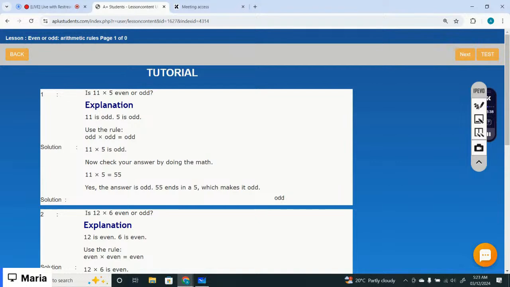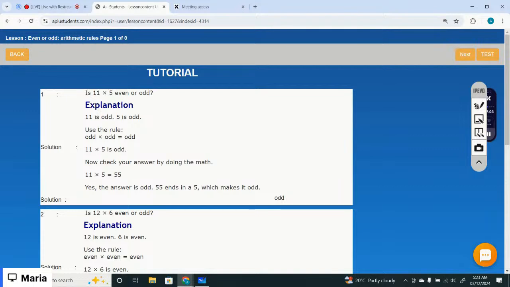So 11 and 5, they both are odd numbers. If you multiply two odd numbers, their product is also an odd number. That means the product of two odd numbers is odd. You can see 11 times 5 is 55, and 55 is also an odd number. So the product of two odd numbers is odd.